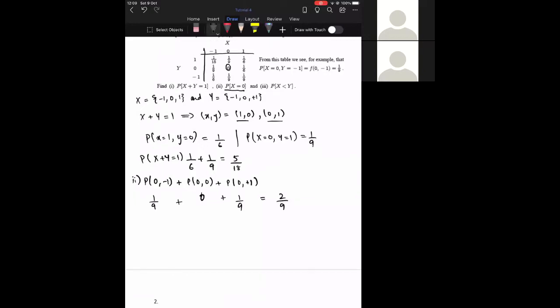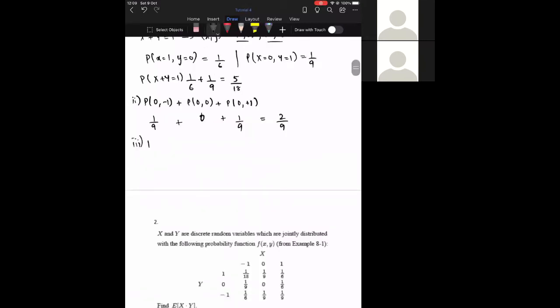For the third part, we want the probability that x is less than y. So the value that x takes must be less than y. This happens in three cases. If x is -1 and y is 0, plus if x is 0, y is 1, plus x is -1 and y is 1.